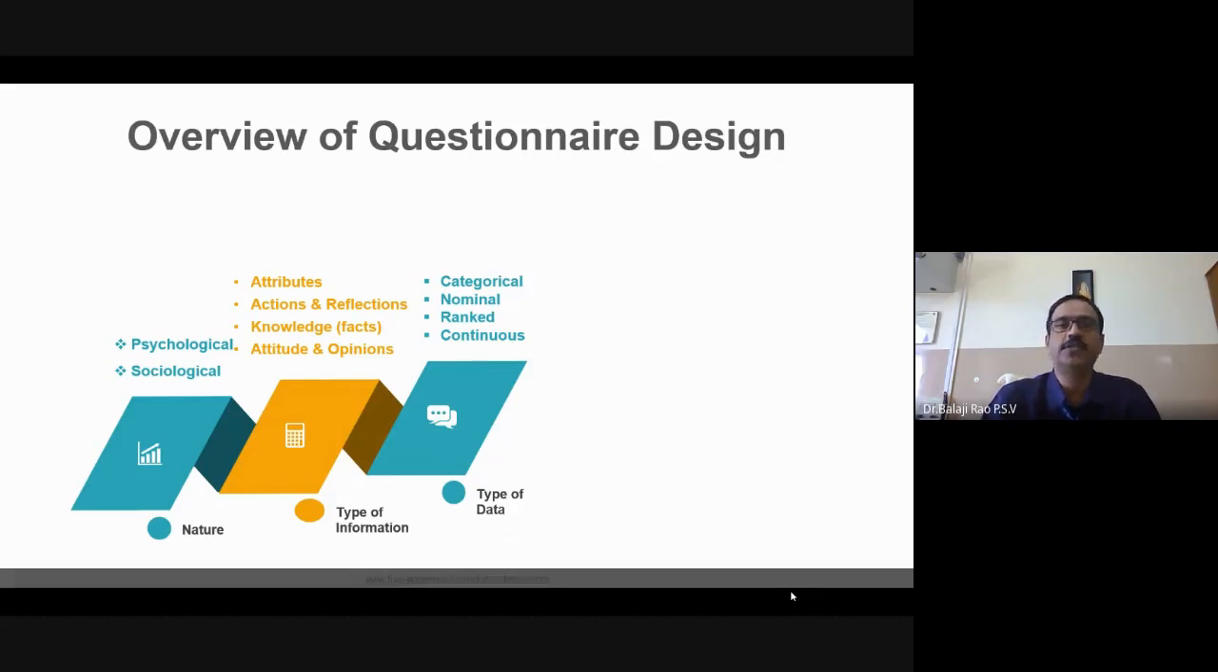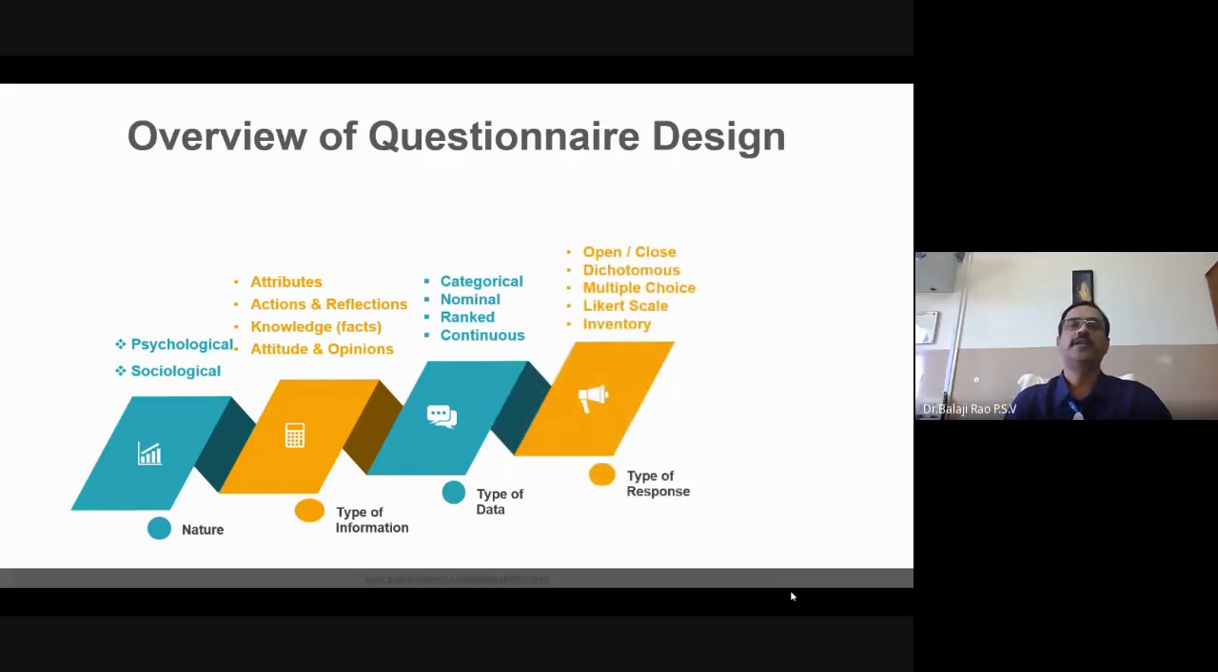And then, as you have been hearing all these days, the type of data is also an important component in designing a questionnaire: categorical, nominal, ranked, and continuous, also numerical data or anything represented in the form of a number. And then the other part is how the respondent will respond to us. Given a questionnaire, how does he respond? Based on the type of response, our options, the type of scale, we will be implementing.